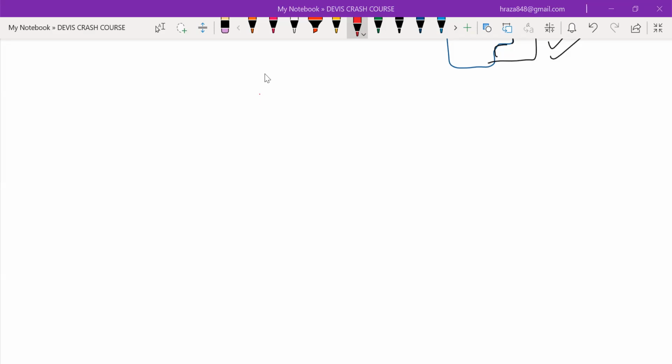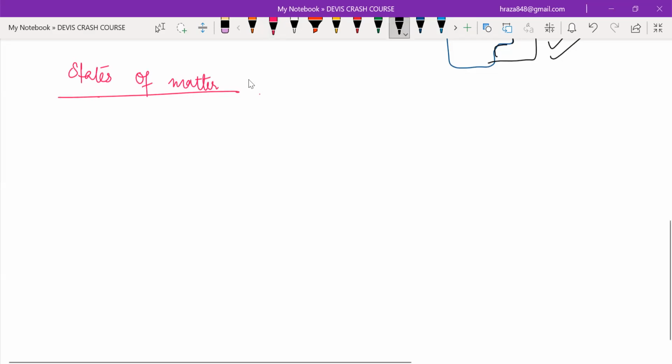Okay, let's do states of matter. So first of all, for states of matter, I would like to have some gas laws, right? Let's just start with Boyle's law, and you are going to tell me what is Boyle's law.